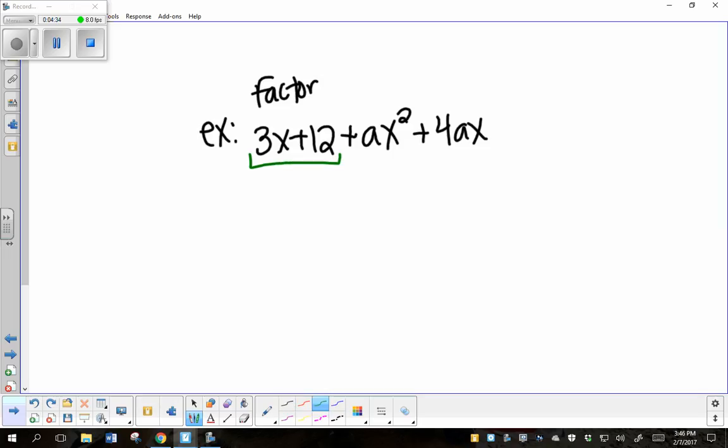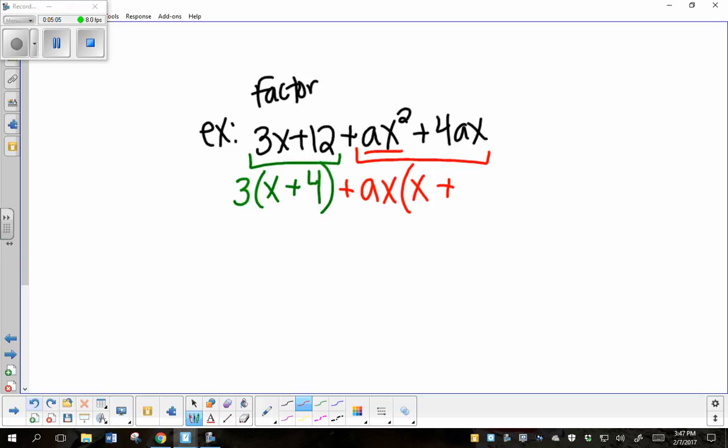Let's see. Out of these first two, I can pull out a 3. So I'm left with x plus 4, because 12 divided by 3 is 4. In my second group here, remember I'm trying to get x plus 4 in my parentheses. So I think I'm going to be able to. I think I can pull out an a and 1x from each of those terms. So then I'm left with, in this first one, just 1x. And in my second one, I factored out the a and the x, so I'm just left with that 4.